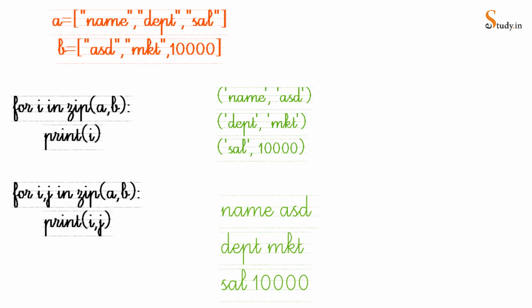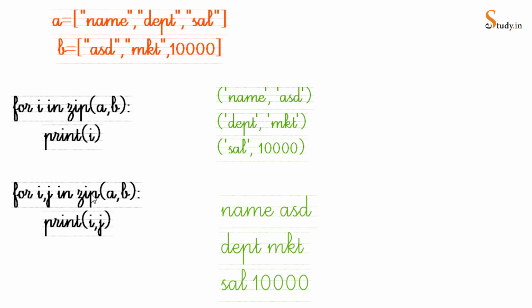Here we have the example: for i in zip(a, b): print(i). If you use this notation, as I told you, zip combines the first value from both lists. So this is the output: name and the corresponding value from the second list. Similarly, the zip function zips up the second two values. So it does that, right?